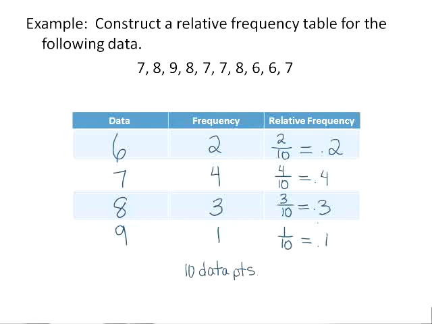Now notice in the relative frequency column, all of these numbers should add up to 1. So the sum of this column is equal to 1. 0.2 plus 0.4 plus 0.3 plus 0.1. That relative frequency column should always total to 1.